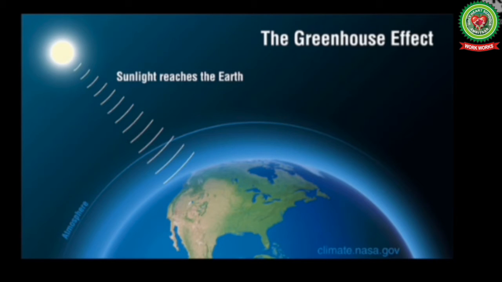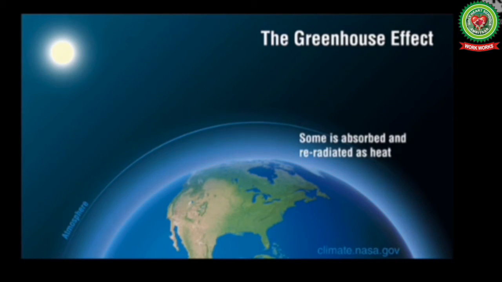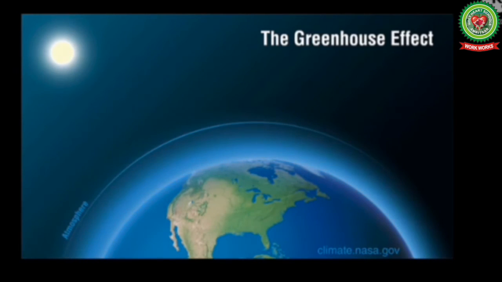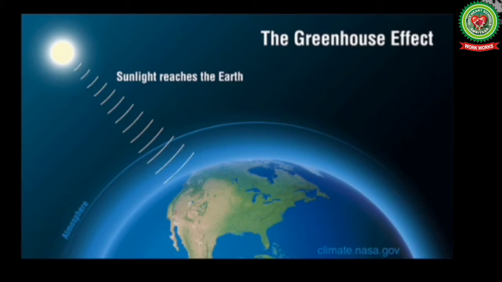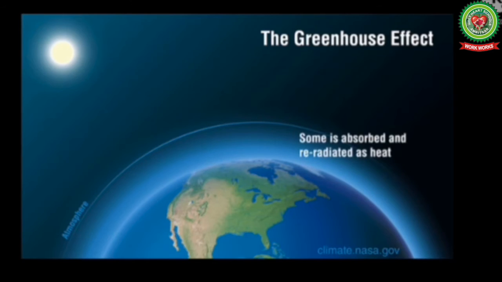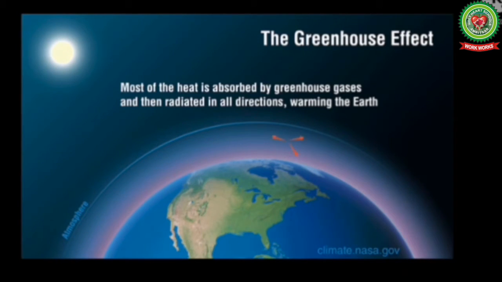Greenhouse effect is a natural process that warms the Earth's surface. When the sun energy reaches the Earth's atmosphere, some of it is reflected back to space and the rest is absorbed and re-radiated by greenhouse gases. The absorbed energy warms the atmosphere and the surface of the Earth. This is known as greenhouse effect.